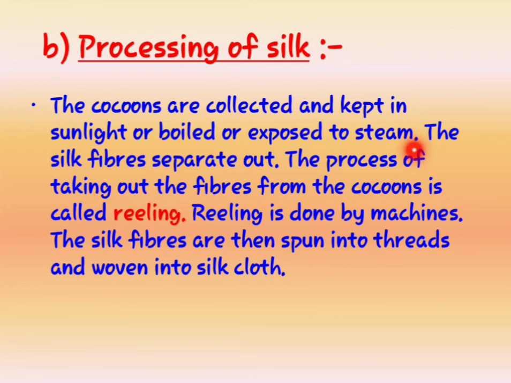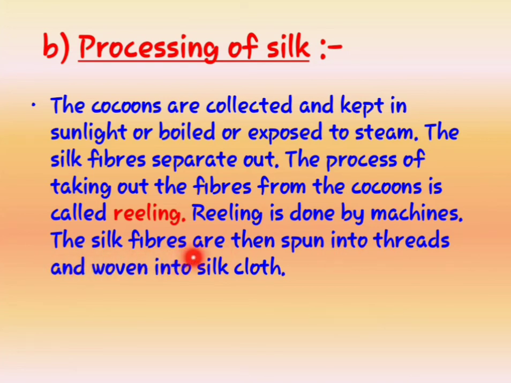Also the cocoon will be so dry and hard. To make it soft, it is kept in boiled water or exposed to steam. As soon as it gets wet, the silk fibers will separate out. The process of taking out the fibers from the cocoon is called reeling. What is reeling? The process of taking out the fibers from the cocoon is called reeling. Which fiber is it? Silk fiber. Reeling is done in machines.